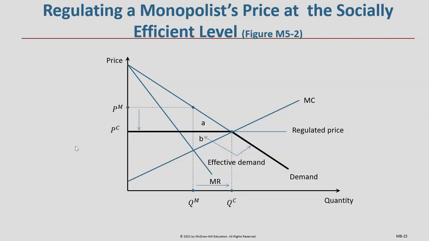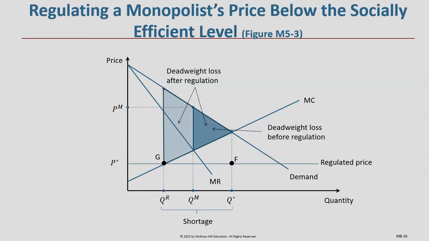Okay, but it's important to recognize that these regulators have to have good information on cost and demand. A lot of times it's difficult to get that sort of information. So let's say these regulators make a mistake, and they, in trying to help consumers with lower prices, they set a regulated price of P star that is below the point where demand and supply intersect.